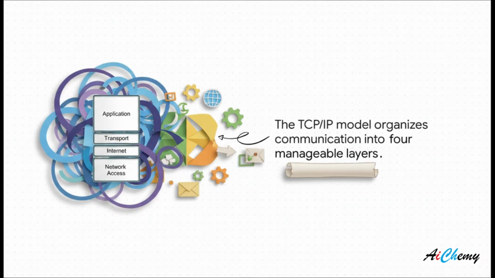Okay, so let's break this down. This model, it's basically a 4-layer stack, and this stack is the secret sauce. Each layer has one very specific job, and when they all work together, they take that digital chaos and turn it into the reliable internet we use every day.